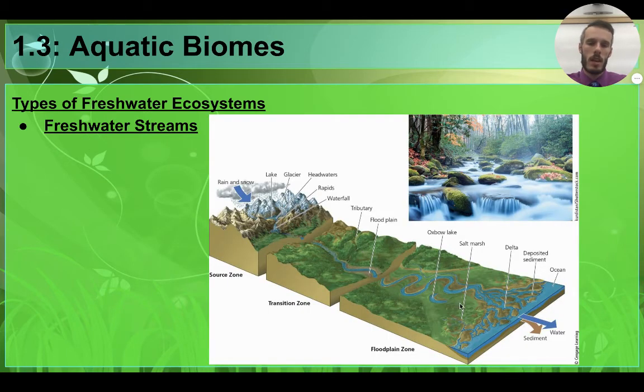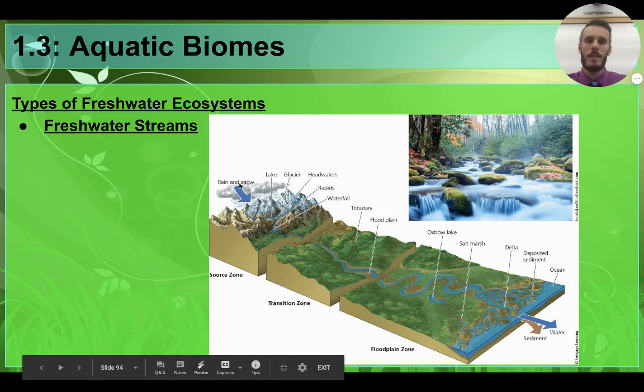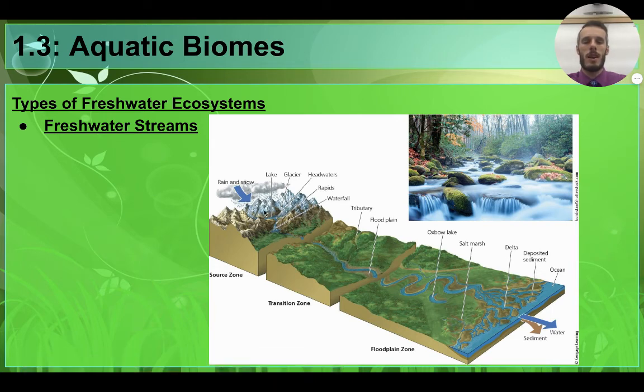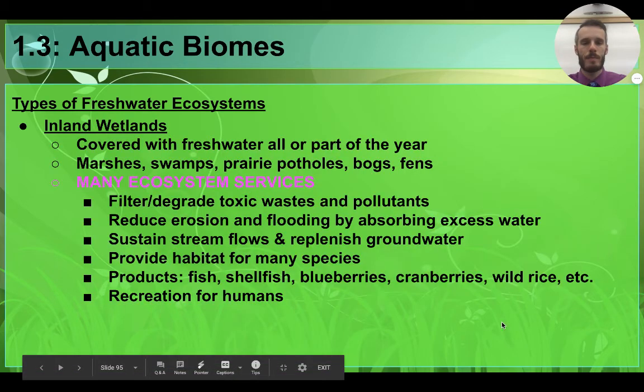Okay, so there you go. Nice little diagram here. So we got the source zone up here in the mountains, the rainfall, the snowfall, snow melts, and then that leads to the formation of the stream. More tributaries come in, add water to our main stream, and then eventually it flattens out into the floodplain.